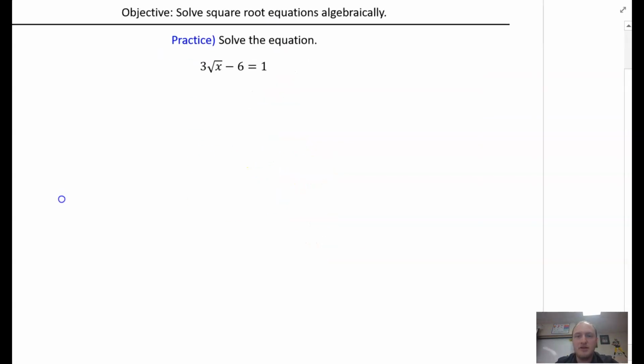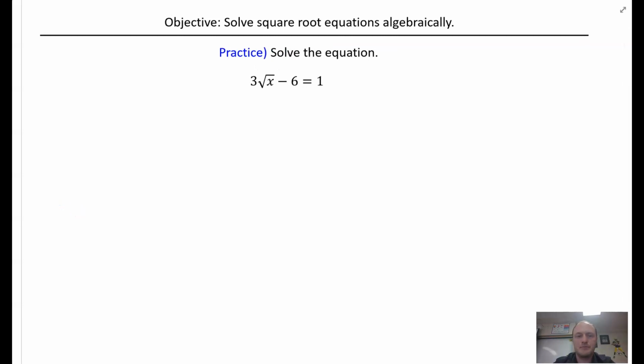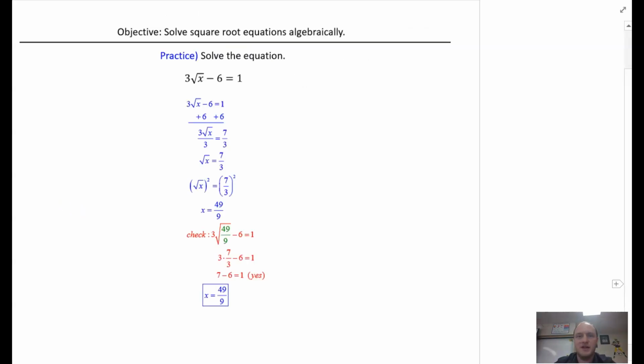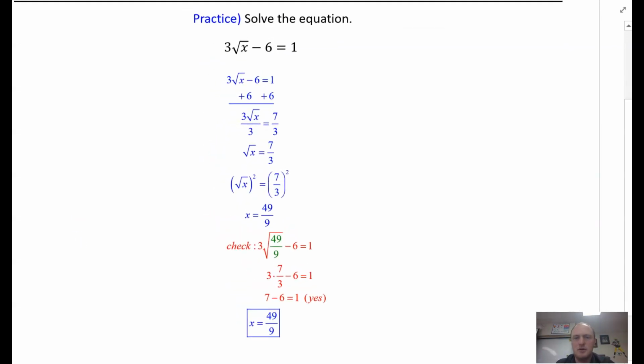All right, here is a second practice problem. Please pause the video, try this one. Okay, and here is the solution. And again, the moral of this story is just isolating your radical on one side before you square.